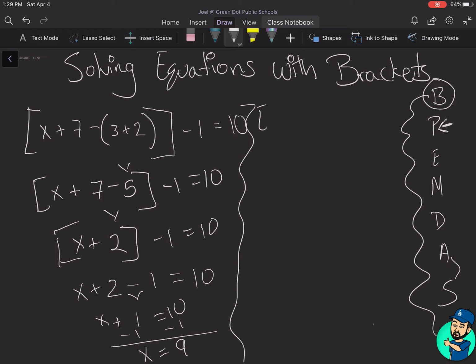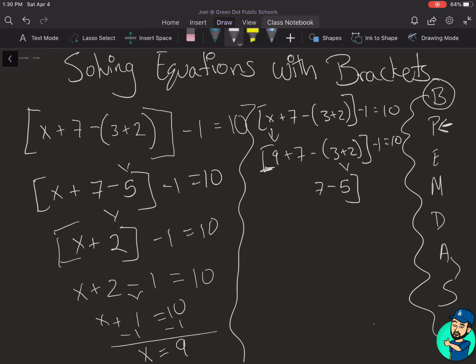Put brackets. X plus 7 minus 3 plus 2 brackets minus 1 equals 10. Now I'm going to replace that x for the 9 that we got. So use brackets. Okay. Now we need to first, again, inside the brackets, solve for parentheses. And that'll be 5. Still inside the brackets. PEMDAS. We have an addition and subtraction. Whichever one comes first from left to right, you do first.